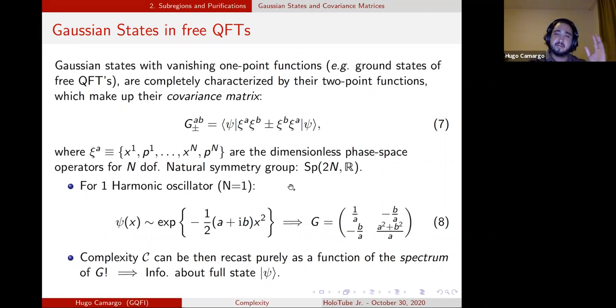Now, to have an idea of what this covariance matrix looks like, take, for example, one harmonic oscillator and take the ground state of the harmonic oscillator, which looks like this. Then the covariance matrix will have this very simple form. And when it comes to complexity, one is able to rephrase the problem of finding the optimal circuit from the perspective of the wave function to the perspective of the covariance matrix. So in a sense, the complexity can be recast as a function of the spectrum of this covariance matrix.